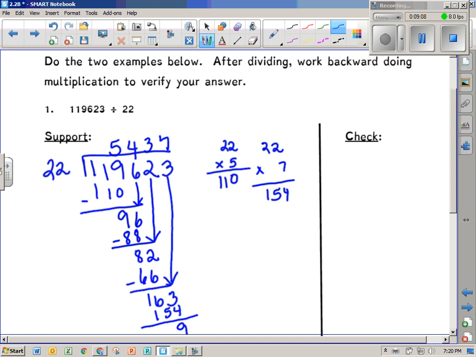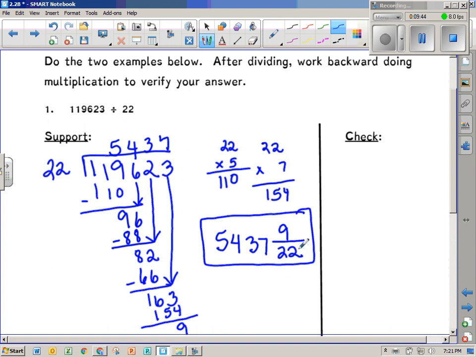So previously you would have stopped right there and just said the remainder is 9. The only difference is now, of course, we're going to say our result, or our quotient, for this division problem is 5,437 and 9/22. Because we have a fraction of times that 22 will go in, it won't go into this number evenly again, so we've got this extra little 9/22 left over. So this is our quotient. This whole thing is our quotient.